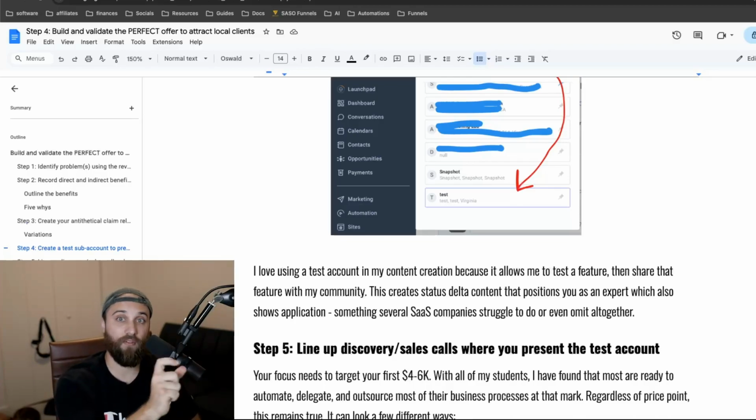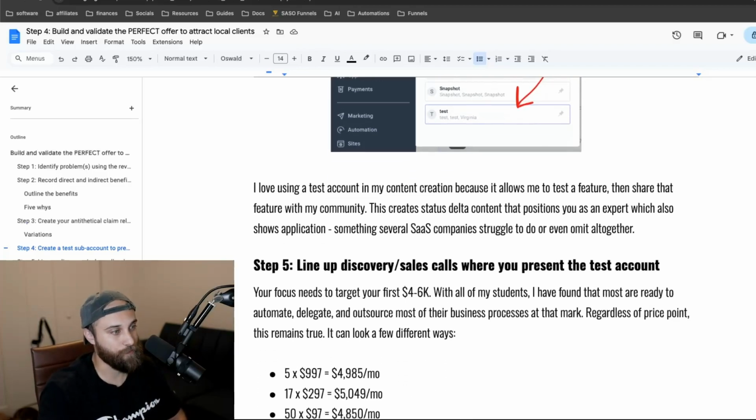So that's going to be really big for validating, because if you can build it in a snapshot or in a sub account, then what you can do is you can show people. And then if people are interested in what you have to offer, that's going to help close them on the call where you present this, or you can make content and then you'll have people reaching out to you, right?